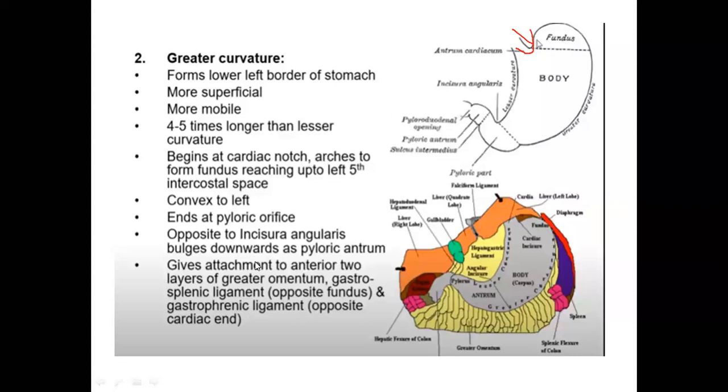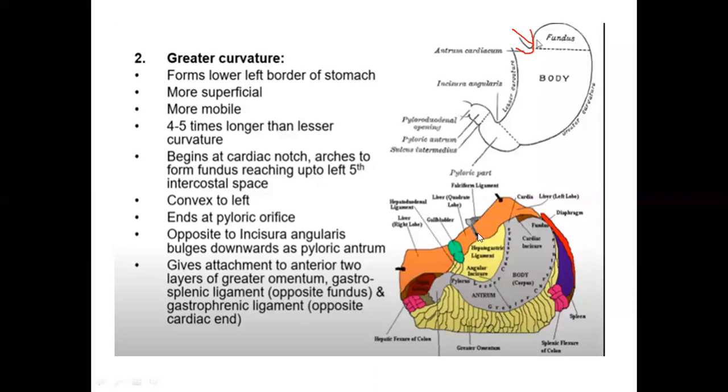Now this greater curvature of the stomach gives attachment to the anterior 2 layers of the greater omentum, while the lesser curvature gives attachment to the layers of the lesser omentum. Along with that, it has a very important role: it forms the gastrosplenic ligament and the gastrophrenic ligament. The gastrosplenic ligament connects the stomach with the spleen, while the gastrophrenic ligament connects the stomach with the diaphragm.